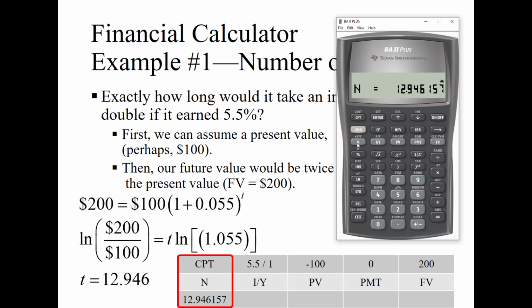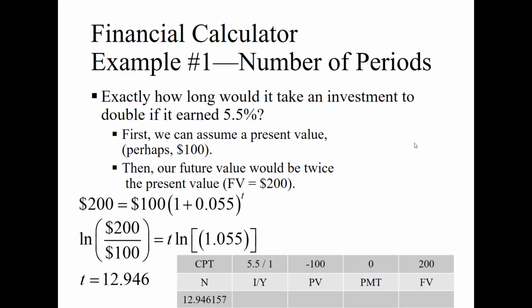And here you'll notice that we get an N of 12.946157, the same amount of time we got with our formula. In this case, if we assume that it earned 5.5% per year, it would take 12.946 years to double.